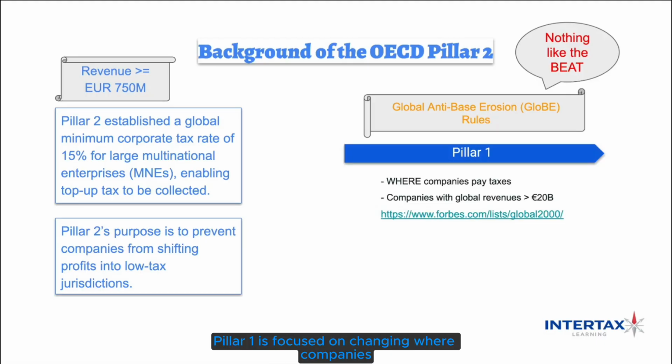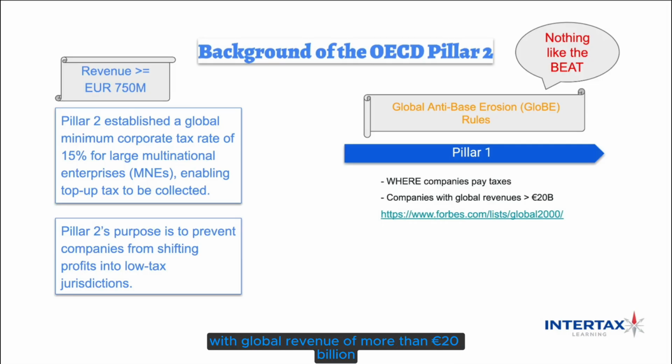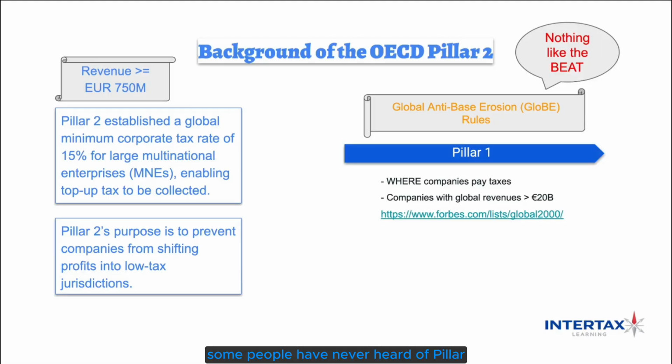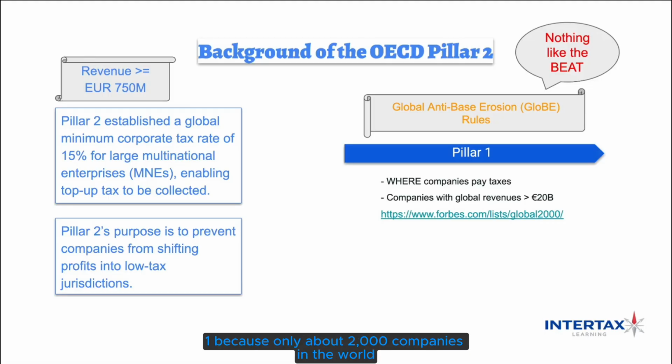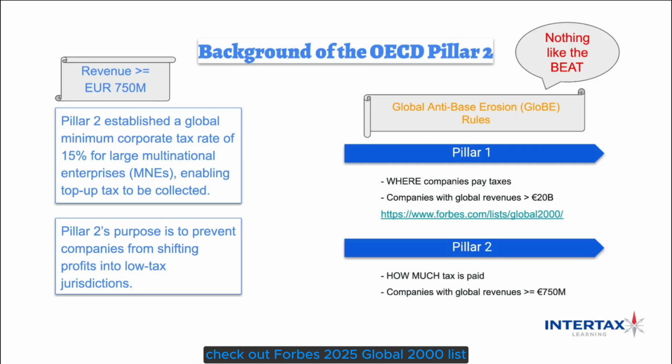Pillar 1 is focused on changing where companies pay taxes, and it covers companies with global revenue of more than 20 billion euros. As you can see, Pillar 1 applies to very, very large companies. It's no wonder some people have never heard of Pillar 1 because only about 2,000 companies in the world have revenues of over 20 billion. If you'd like to find out who they are, check out Forbes 2025 Global 2000 list.